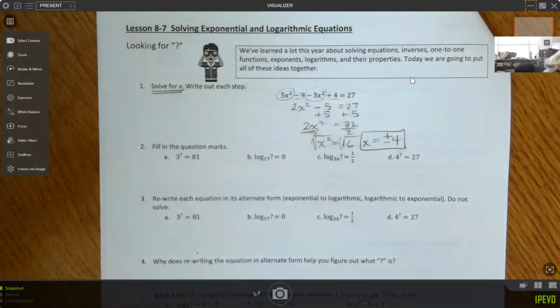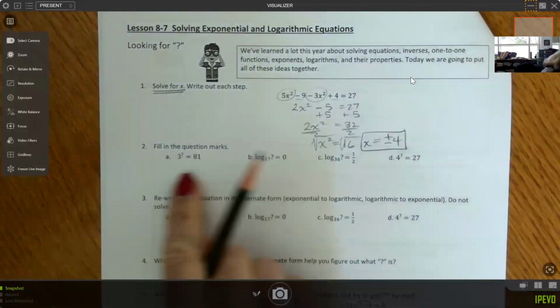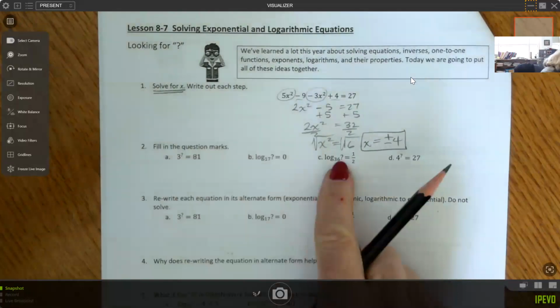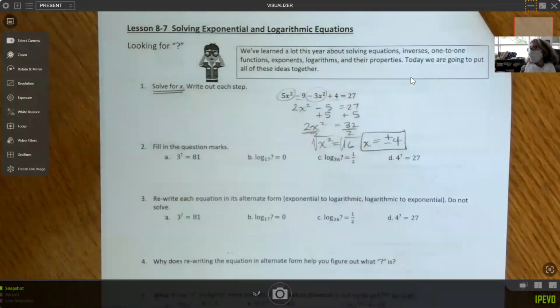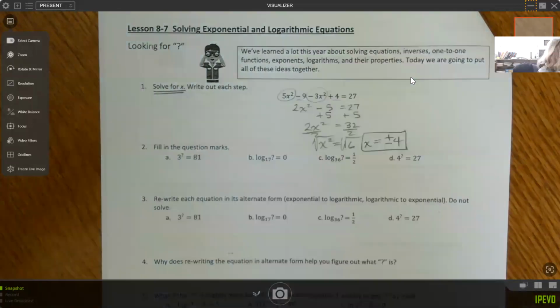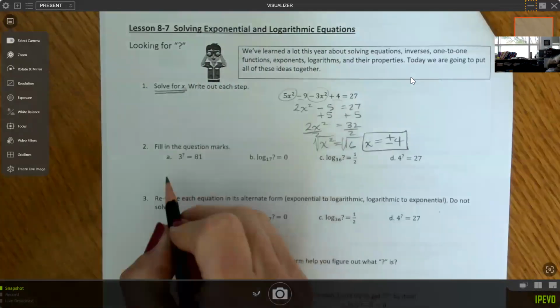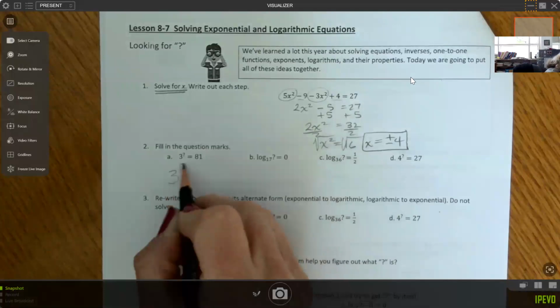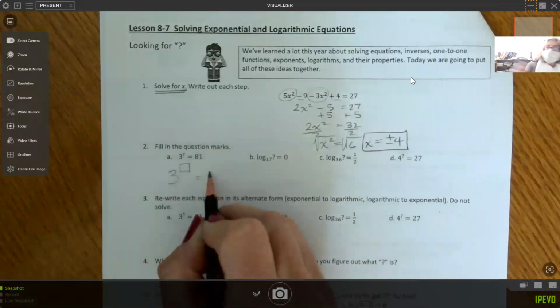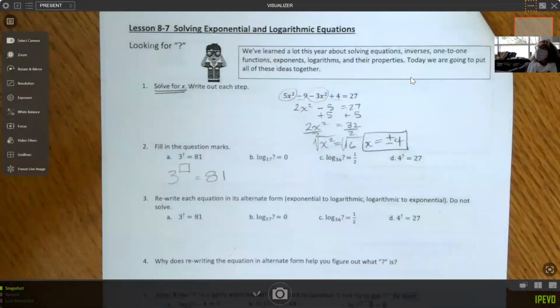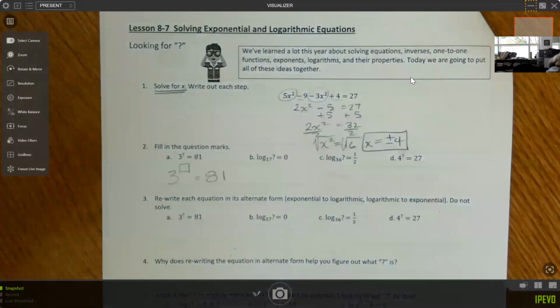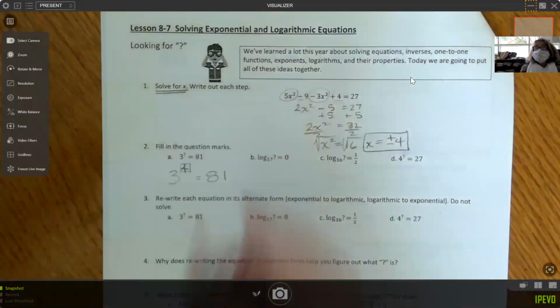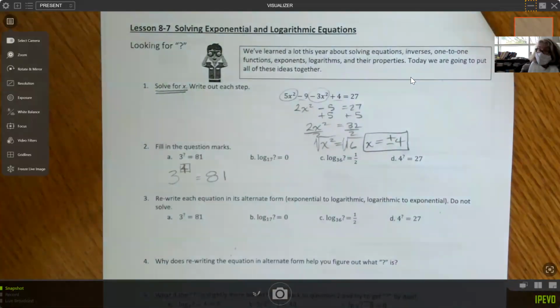So now, for whatever reason, they decided to say, fill in the question marks. It's like solving for x, but maybe a friendly way to introduce this. So if I said 3 to the something equals 81, you would be able to tell me what the exponent is. We know 9 times 9 is 81, and each 9 is a 3 times 3, so 3 to the 4th.